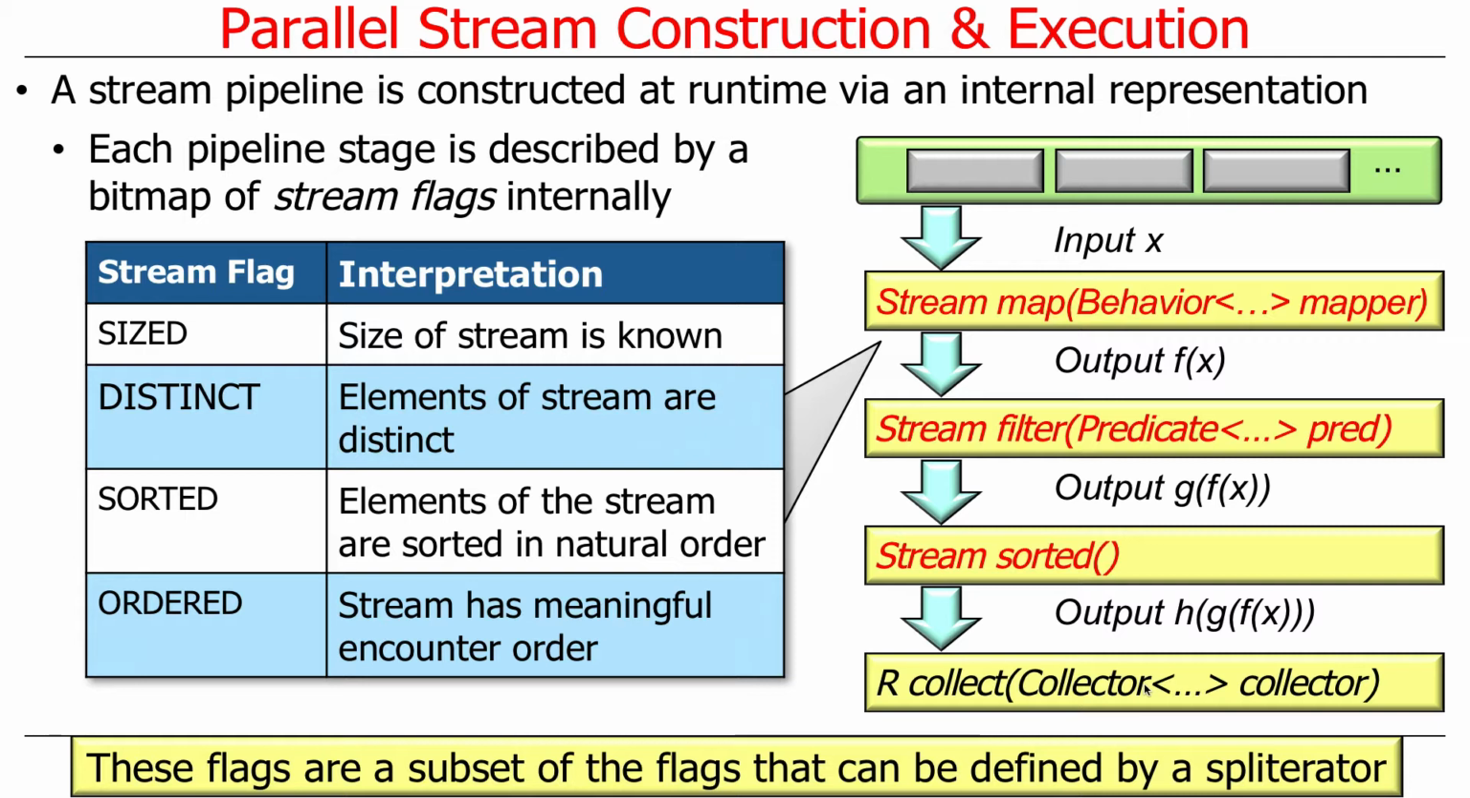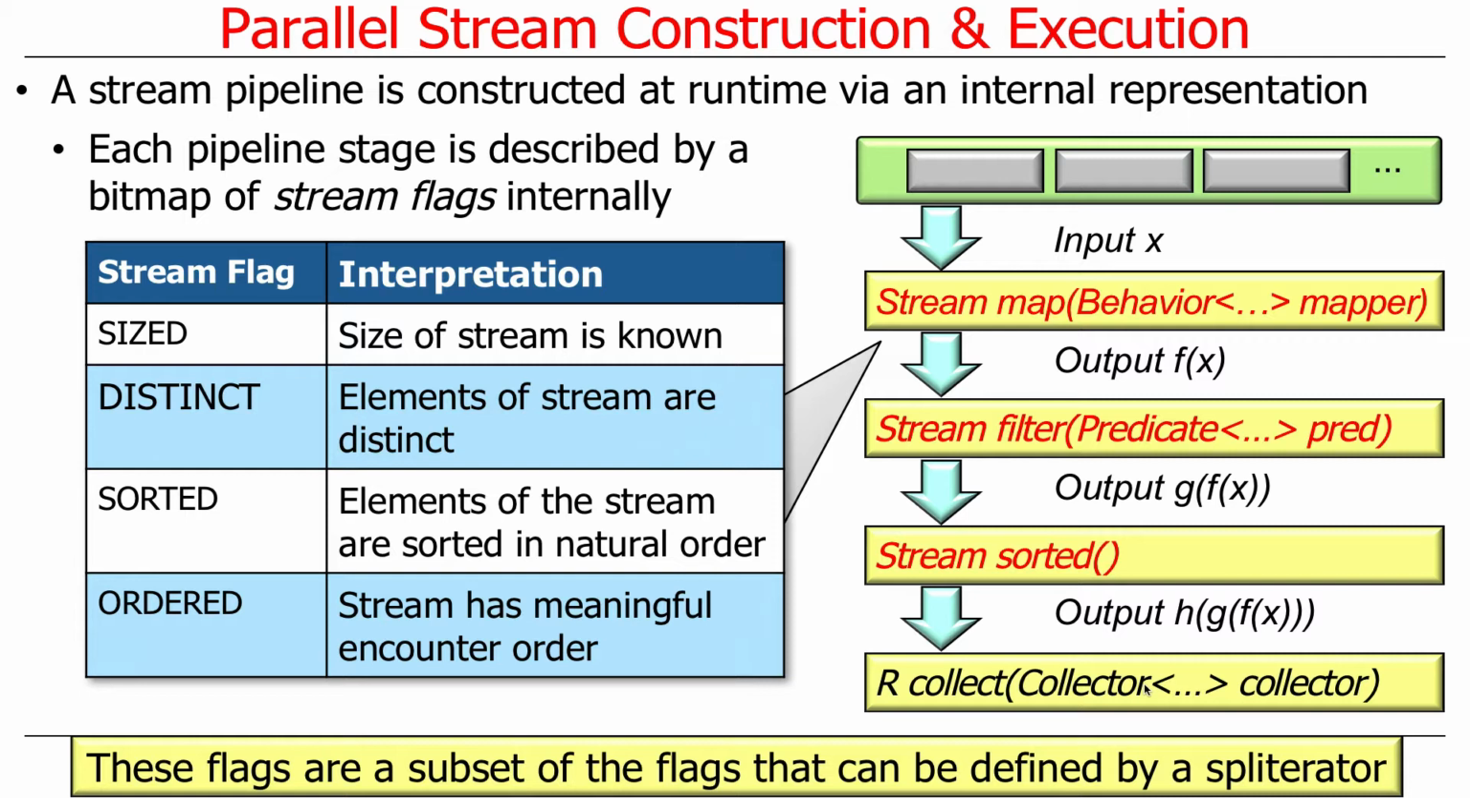Each stage in the pipeline, the linked list element for the map, for the filter, for the stream sorted or whatever, is described internally in the data structure that the Java Streams framework is managing on your behalf. There's a bitmap of flags that keeps track of properties about that stage in the pipeline. These flags are basically a subset of the flags that can be defined by a split iterator. And of course, split iterators work on the input source, so those have flags as well, and we'll see how those behave too. They're considered as part of this whole thing too. So here are some of the flags.